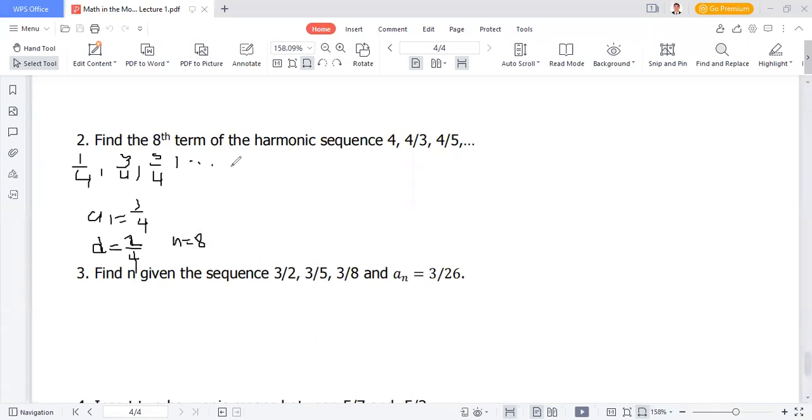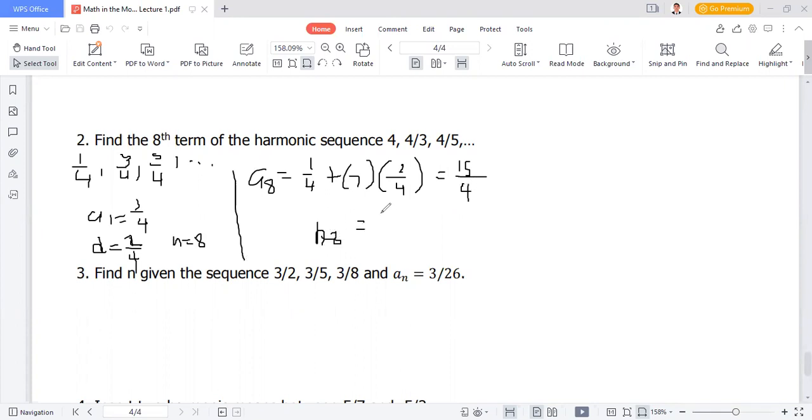N is 8. Okay? So, ganun ulit. Apply yung formula. A sub 8 equals first term, 1/4 plus n minus 1 or 7. 8 minus 1 is 7, and then common difference 2/4. Okay? So this is 14 plus 1, 15/4. So ang H8 natin, baliktarin lang, 4/15. Okay? So number 3.